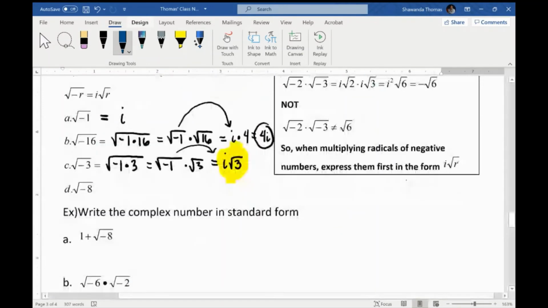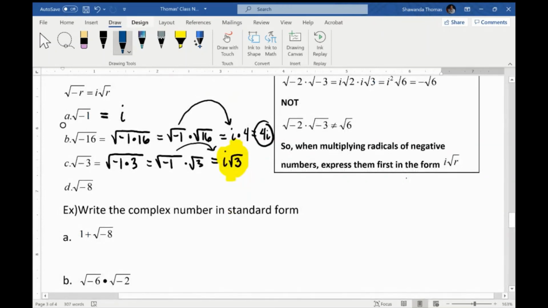All right, let's look at D, the square root of -8. Let's see how we can break that down. Square root of, we know it's -1. I always want to see that -1 separated from the other numbers. So -1 times 8. Now, is 8 a perfect square? No, it's not.